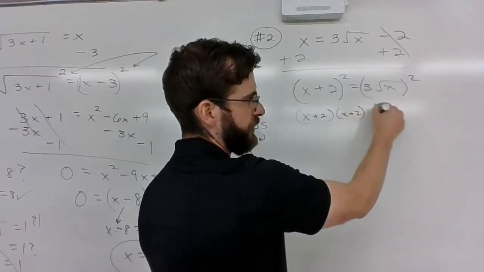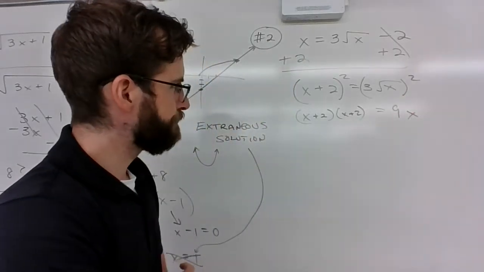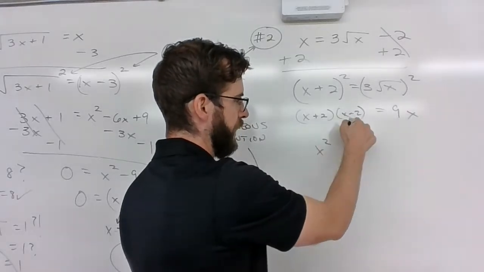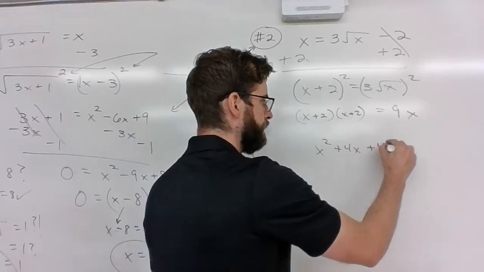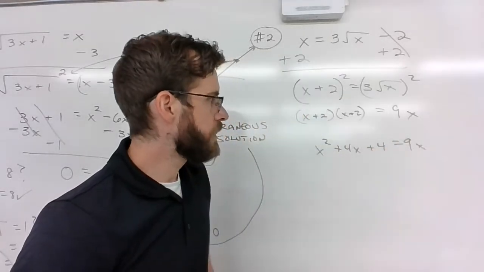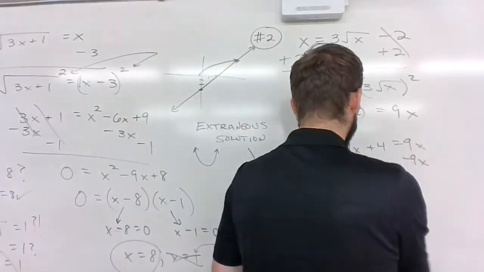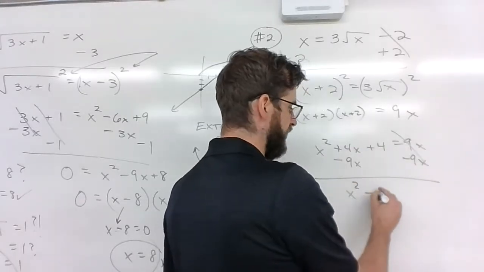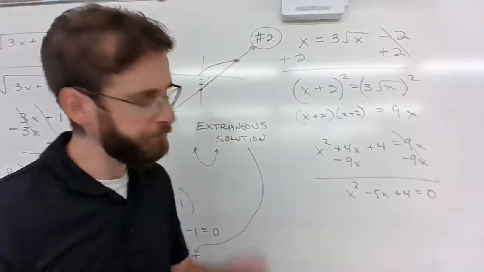This would be 3 times 3, 9, root x times root x, x. X squared, 2x plus 2x, and then 4. So then I can subtract 9x from both sides. That'd be negative 5x. Oh, good! We've got another factorable polynomial.